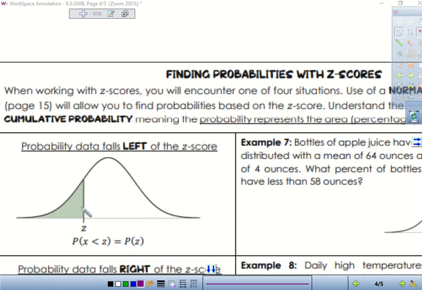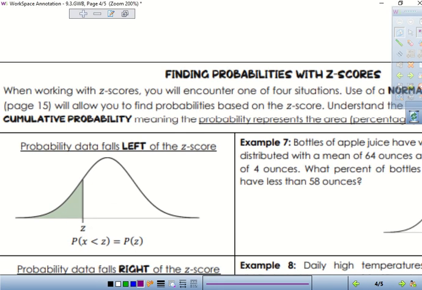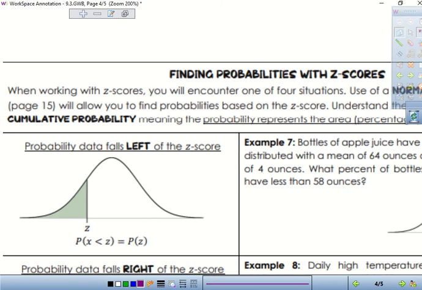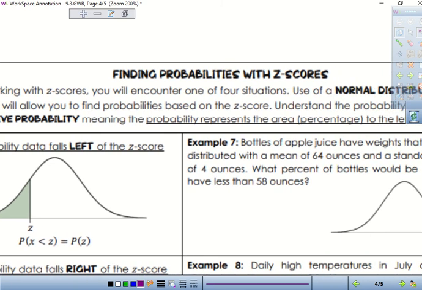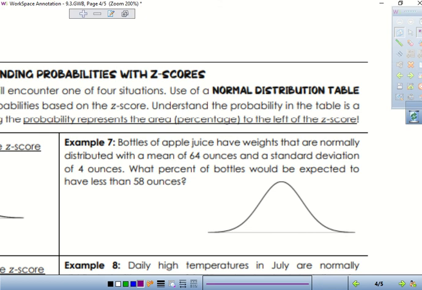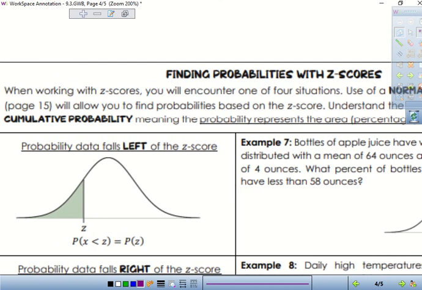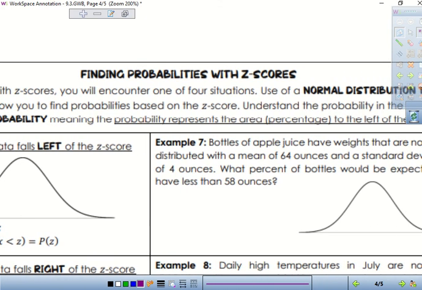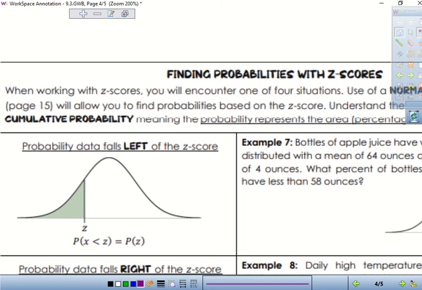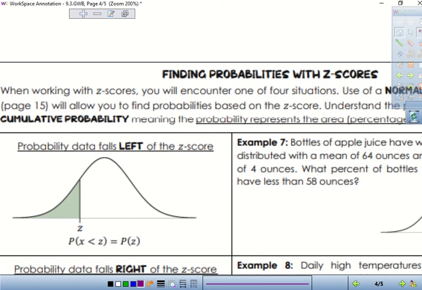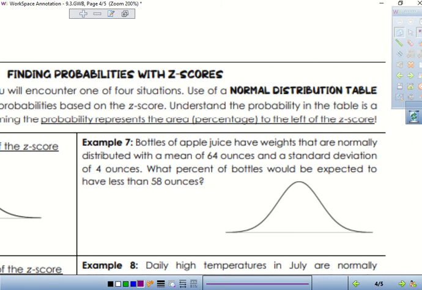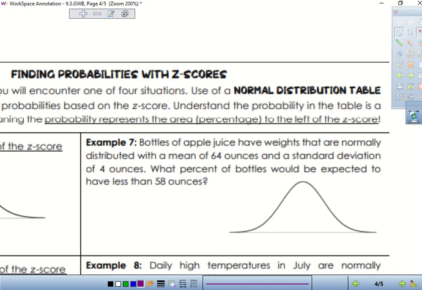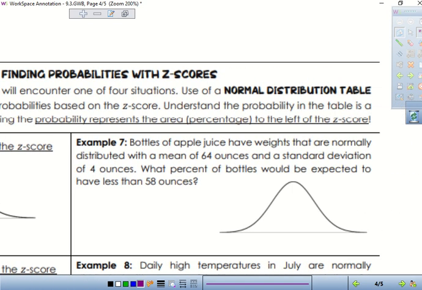This is the one we've been doing for a while. When you want to find the probability that data falls to the left of the score, you would just find the z-score itself, because that's what the z-score does. So let me just read through the blurb here. When working with z-scores, you will encounter one of 4 situations. Use a normal distribution table. It will allow you to find probabilities based on the z-score. Understand the probability in the table is cumulative probability, meaning the probability represents the area percentage to the left of the z-score. So if that's not what they want, you have to adjust it.